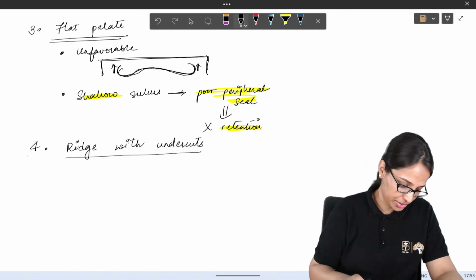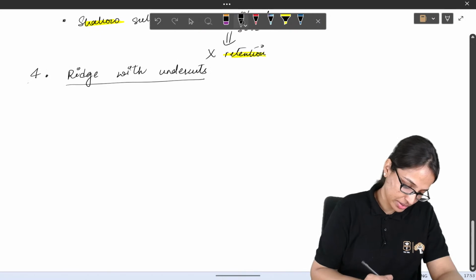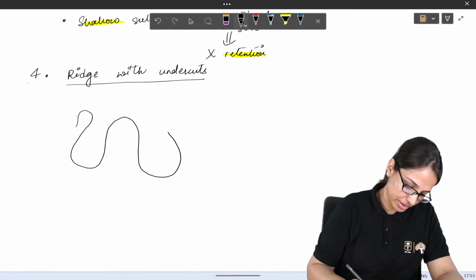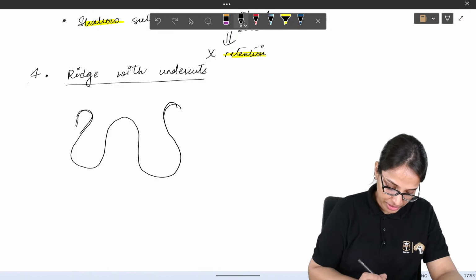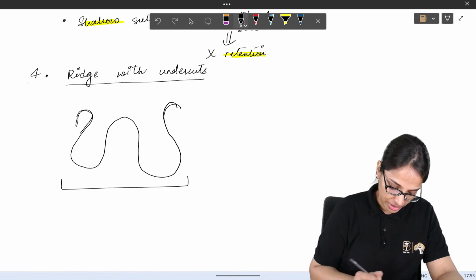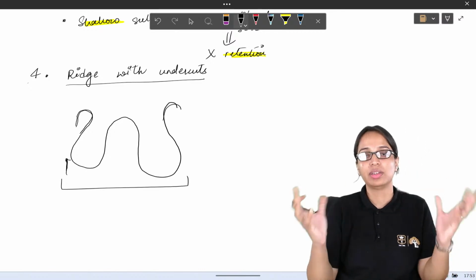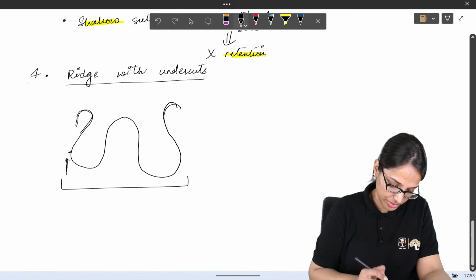If you have read your question banks nicely, you must be knowing that this is one area from which questions have come in your exam. So now I'm again exaggerating and drawing it for you to understand what exactly is ridge with undercut. If a denture is present, this would be our path of insertion, and the first greatest curvature that it encounters is this particular region, right?